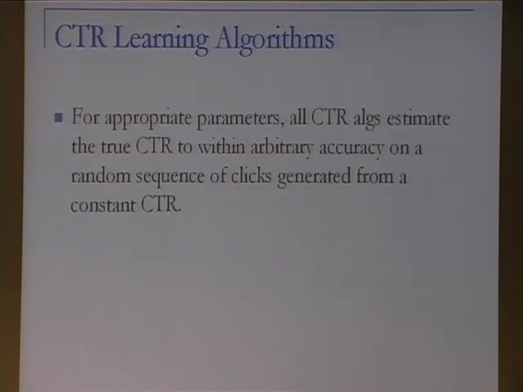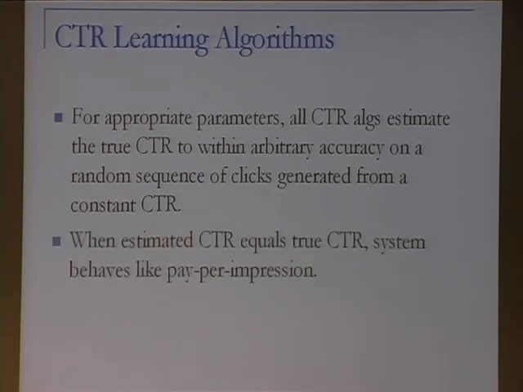So the first observation is that for appropriate parameters, all 3 of these algorithms estimate the true click-through rate to within an arbitrary accuracy on a random sequence of clicks generated from a constant CTR. If we have a scenario without fraud, let's assume that the true click-through rate, the true probability that an ad receives a click, is constant. If I have a long enough sequence of random experiments in which I'm showing this ad and this probability of receiving a click is constant, all three of these algorithms are going to be able to estimate this true probability.